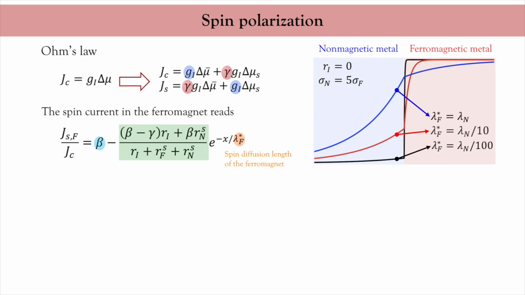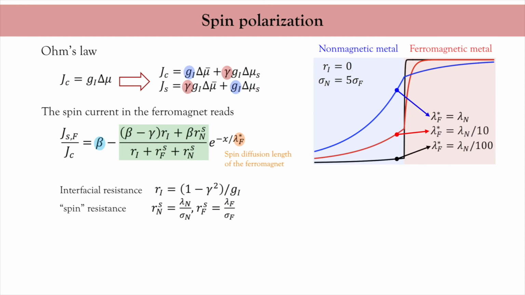Now let's consider the influence of the interfacial resistance. In the expression of the spin current, the amount of spin current flowing through the interface is given by the ratio between different resistances, given in the green box. There's the interfacial resistance that comes from the band structure mismatch between the ferromagnet and the non-magnetic metal. And we also have two new resistances that are defined as the ratio between the spin diffusion length of a given layer and its bulk conductivity. I call them spin resistances.